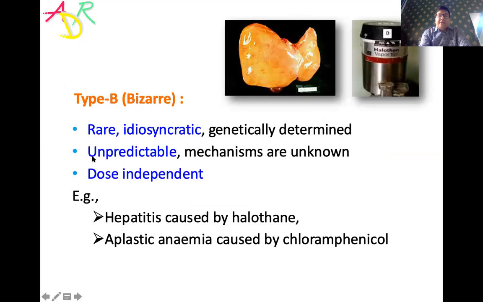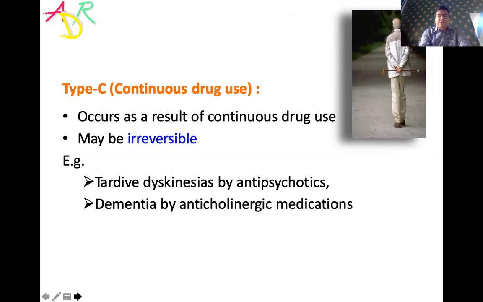So these are unpredictable, and the exact mechanism is not known, and they are dose independent, like hepatitis, which is caused by halothane, aplastic anemia by chloramphenicol. So their exact mechanism is not known, how these ADRs are occurring. Then the type C ADR occurs with the continuous use of the drug.